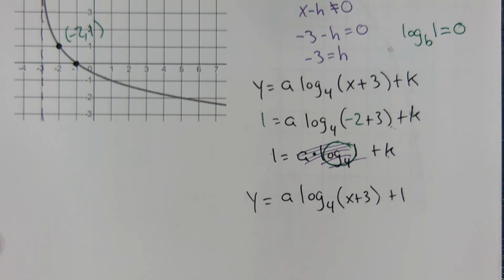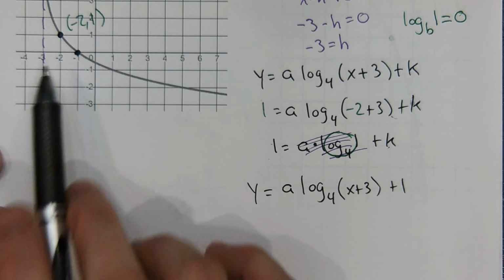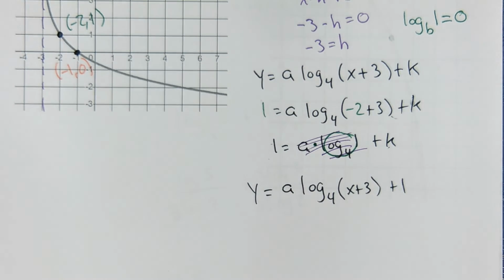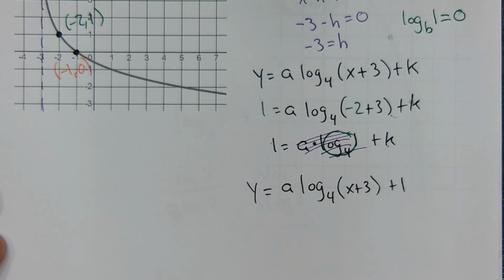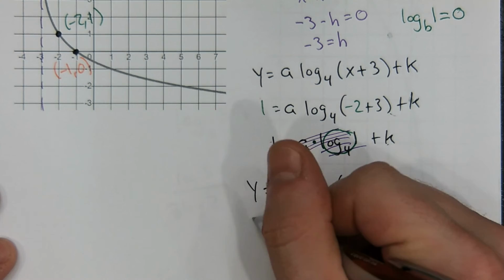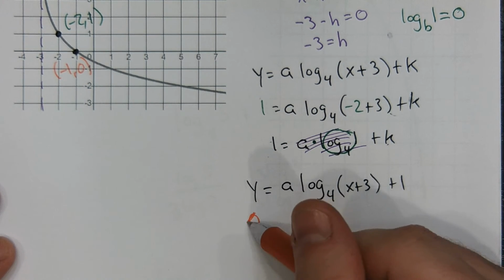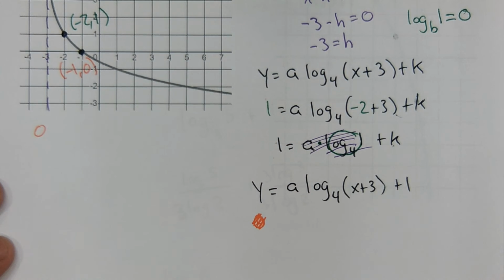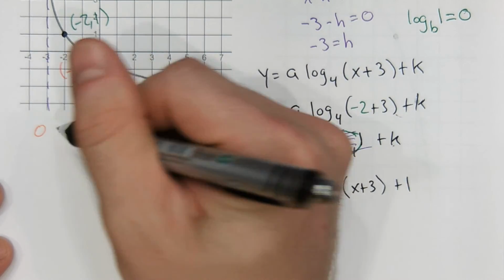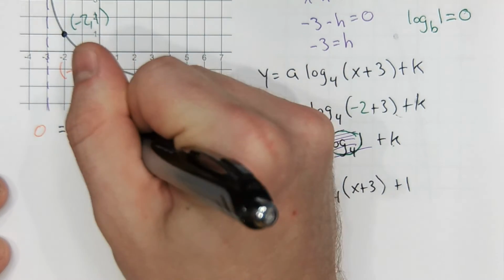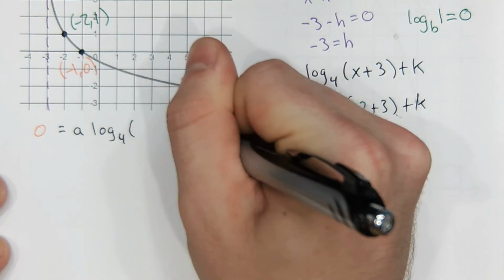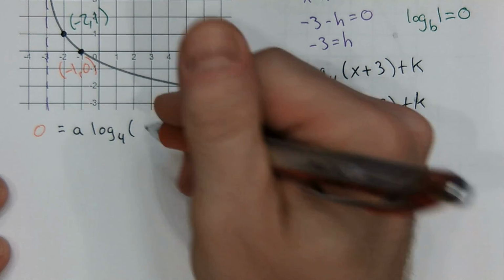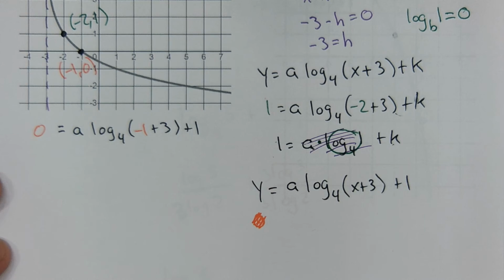The very last step then is to use the last coordinate that we know, which is going to be negative 1 comma 0. Throw those two numbers in as our x and our y to solve for a. y is 0. I'm going to run out of vertical space, so let me go over here for this one. And we're going to throw that x value into the argument, and we're going to see what happens.